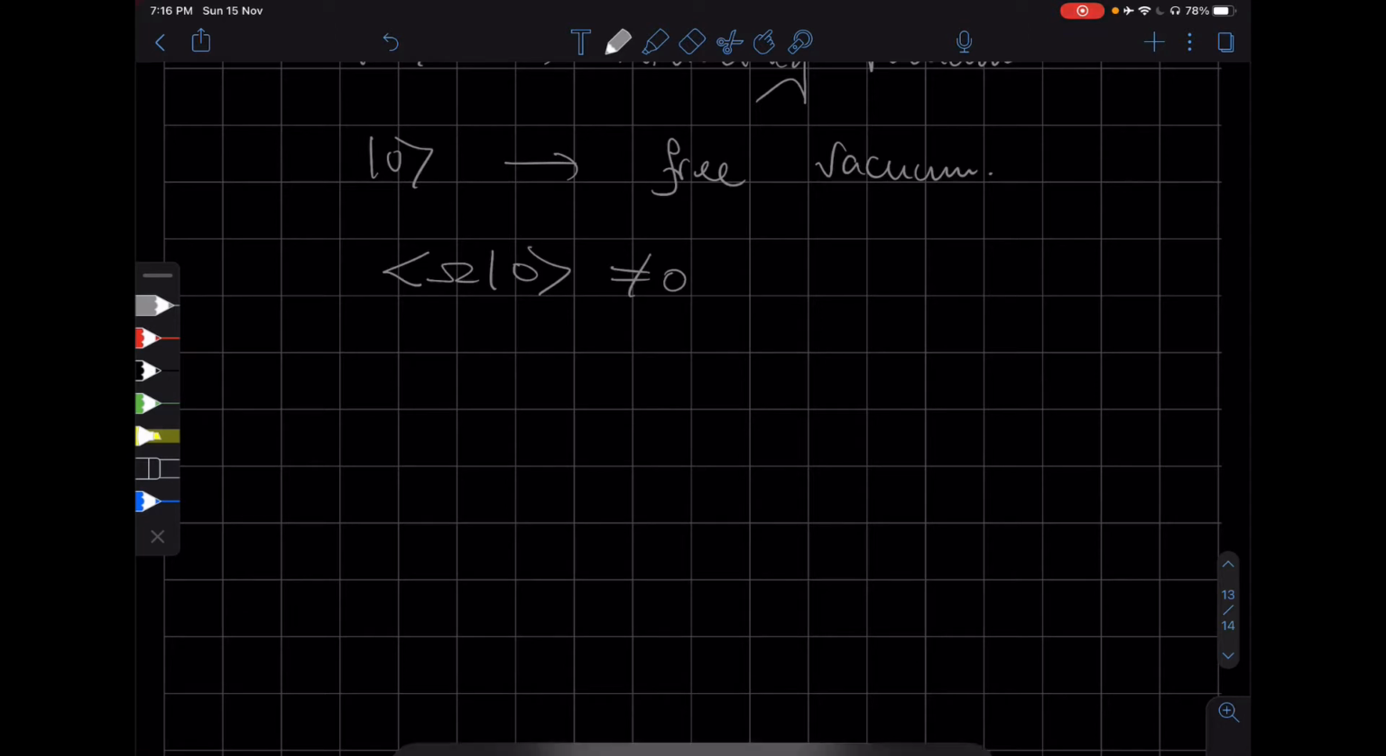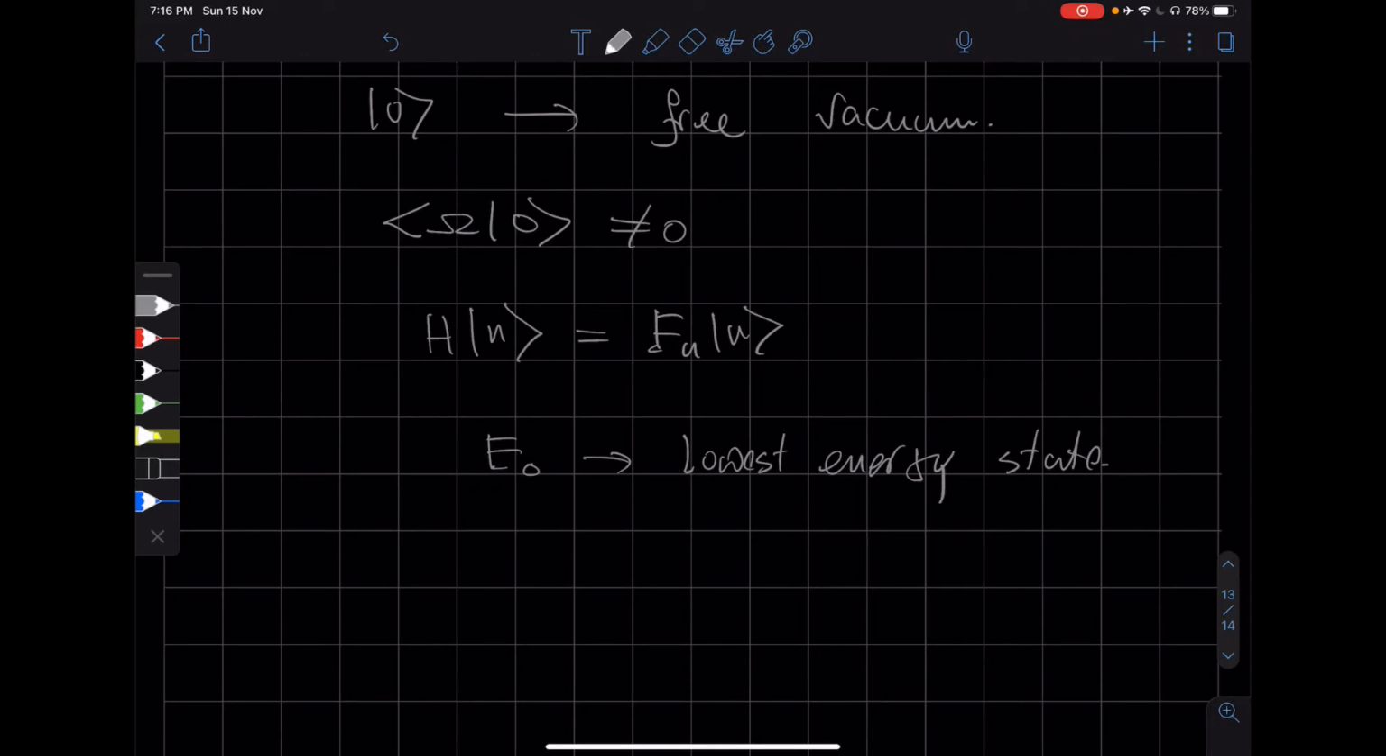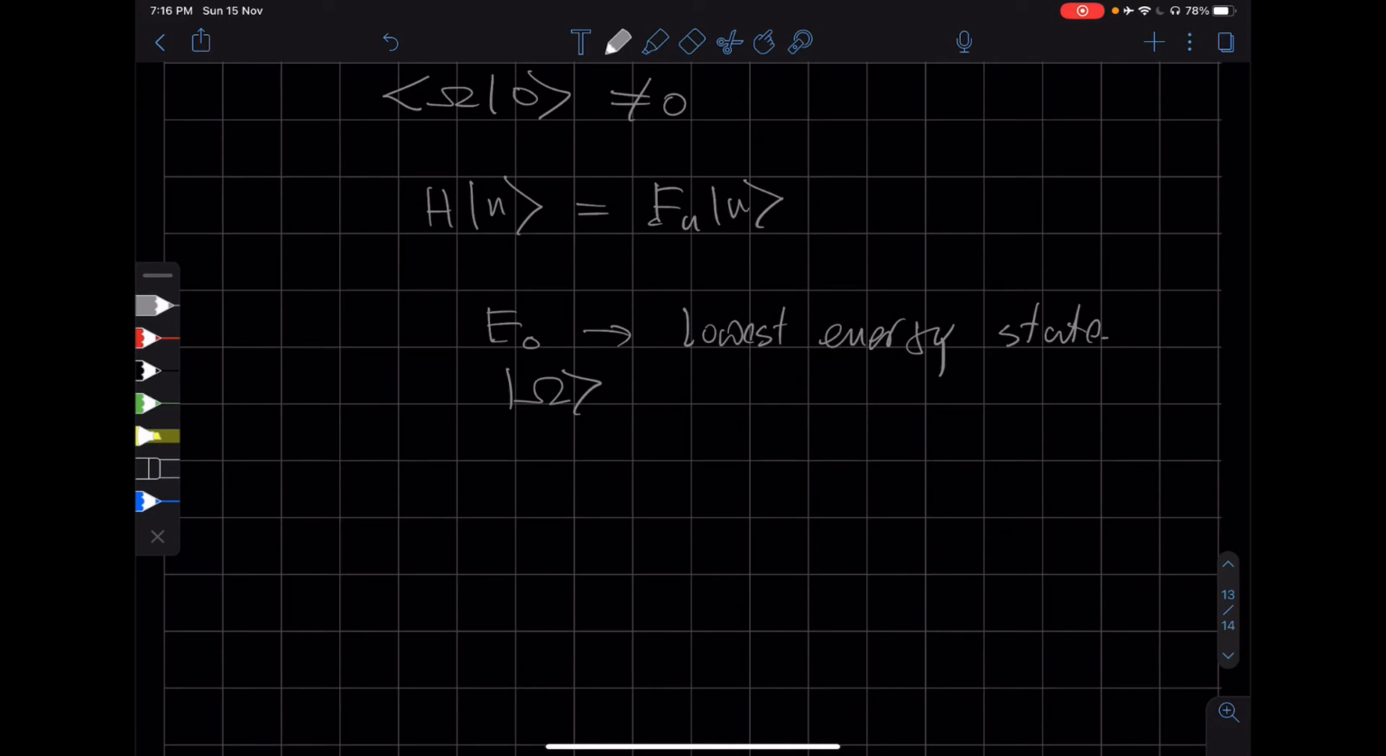So we have a Hamiltonian. This is the interacting Hamiltonian, and it has energy eigenstates, which we can denote by |n>, and that will give me H|n> = E_n|n>. E_0 is the lowest energy state, and it corresponds to this state, Omega, and not the zero state.